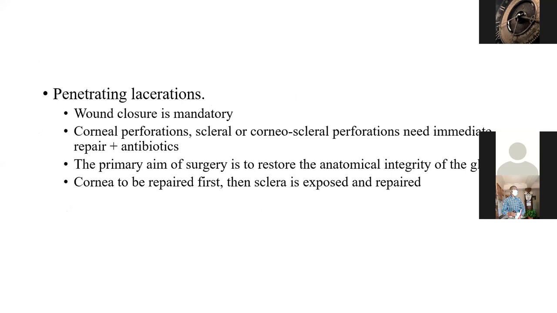Penetrating lacerations, wound closure is mandatory. Again, this needs to be done in an eye unit. The primary aim of the surgery is to restore the anatomical integrity of the globe. The cornea should be repaired first, then the sclera is exposed and also repaired if there is a corneoscleral laceration.